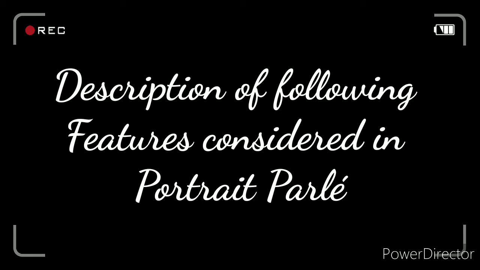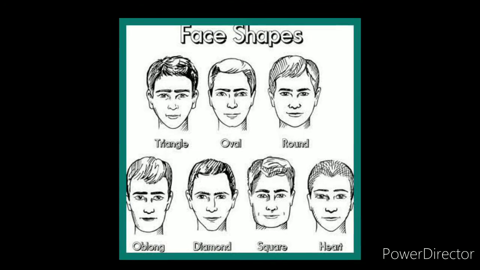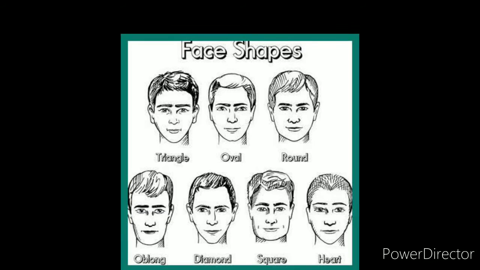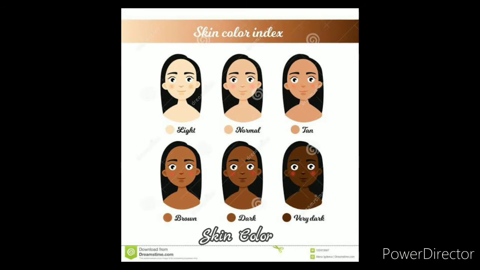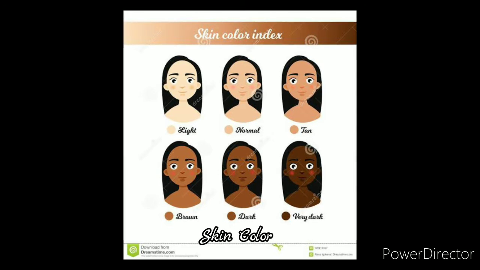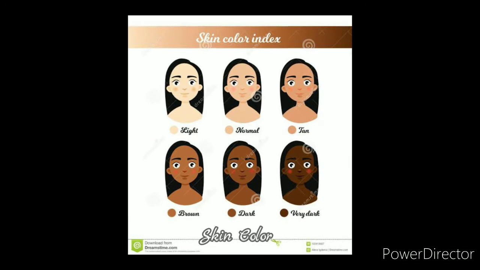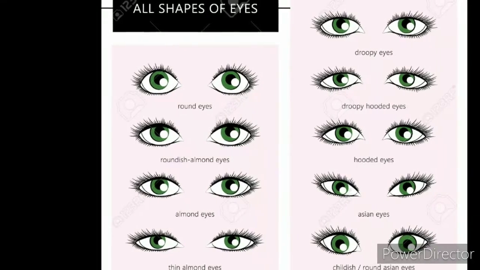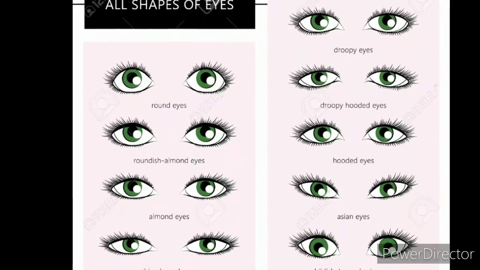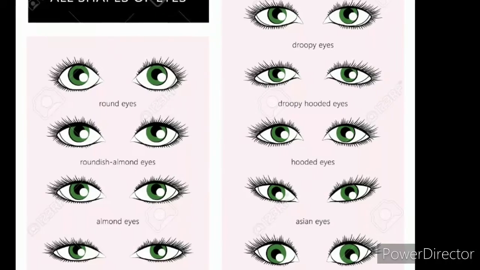Description of the following features is considered in portrait parley. Face: oblong, oval, round, rectangular, square, triangular, diamond. Skin color: very fair, fair white skin, light brown, moderate brown, dark brown, deeply pigmented dark brown to black. Eyes: round, almond, droopy, droopy hooded, Asian, round Asian, etc.